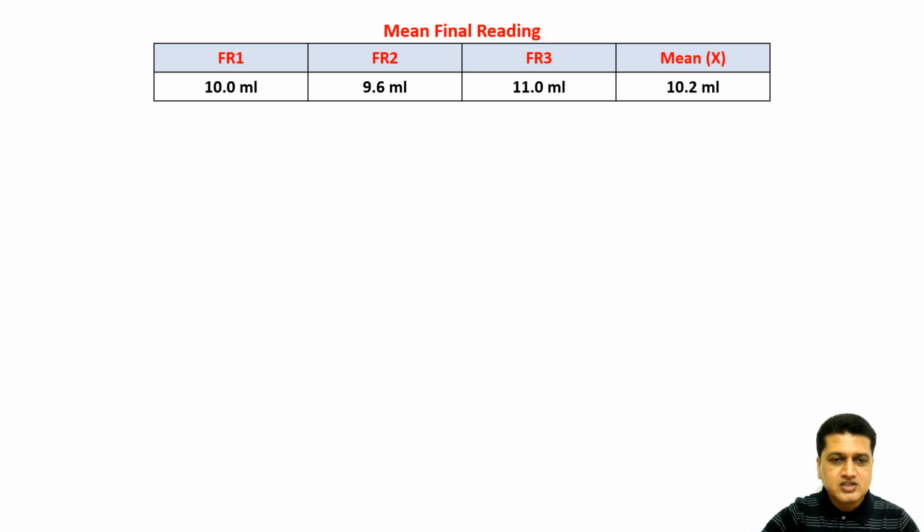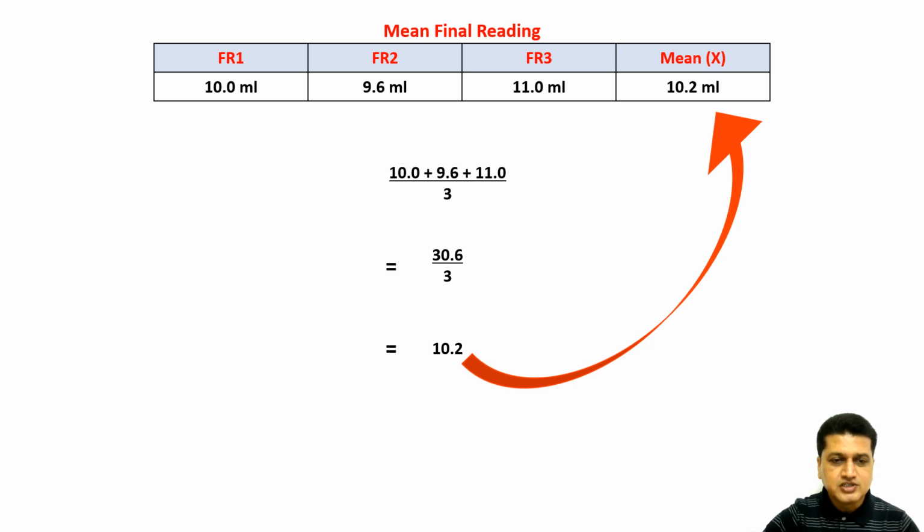Now, for example, if the final reading 1 is 10 ml, final reading 2 is 9.6 ml and final reading 3 is 11 ml. The total of these 3 final readings will be 30.6. If it is divided by 3, it will give 10.2 ml as mean or average of final readings, which is known as X value.